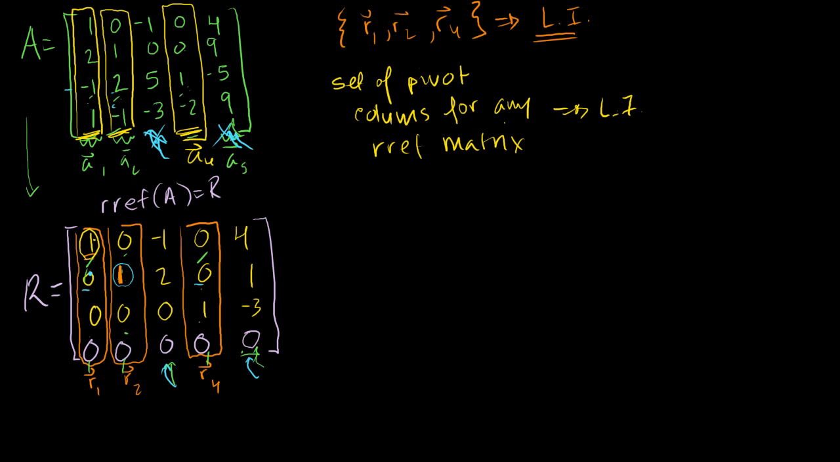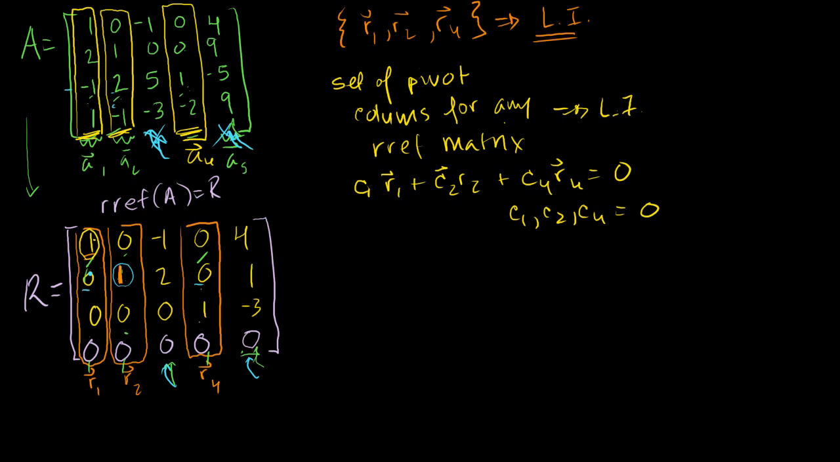Now that means that the solution to C1 times R1 plus C2 times R2 plus, let me say, C4 times R4, because these guys are linearly independent, we know that this only has one solution, and that's C1, C2, and C4 equal to 0. That's the only solution to that.